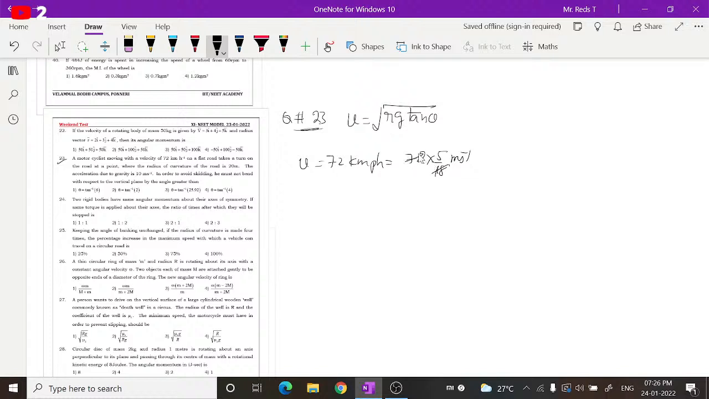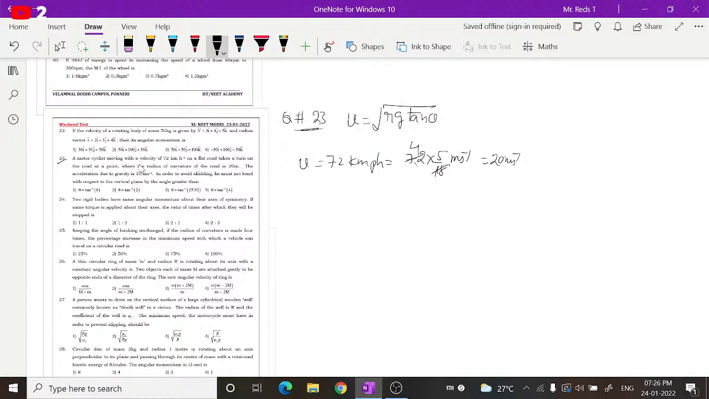So 18 times 4 is 72, so 4 8s are 32. 4 times 14 plus 3 7s, 72, yes. So we can take it as 20 meter per second. V is 20 meter per second.